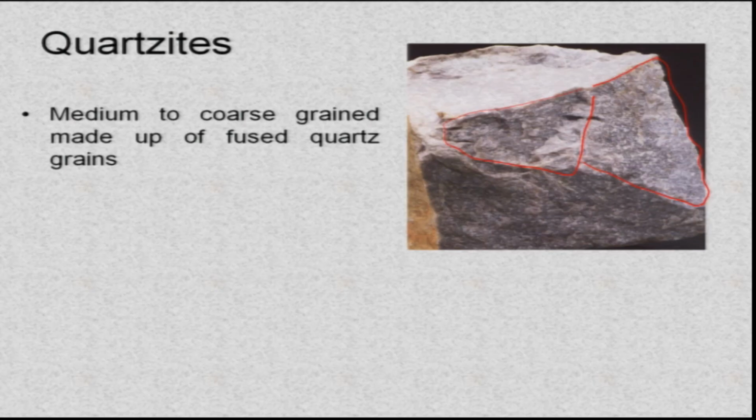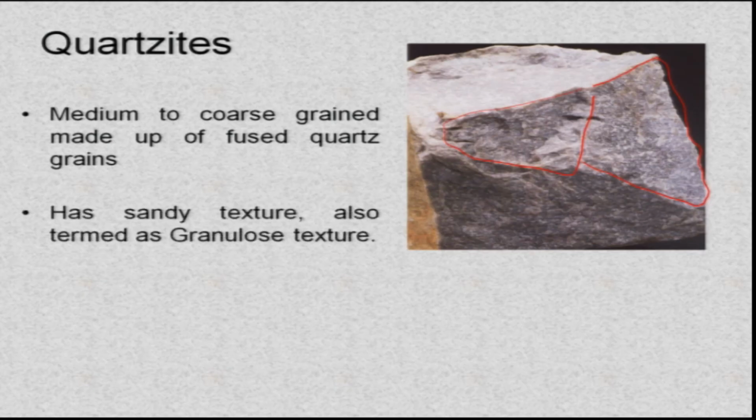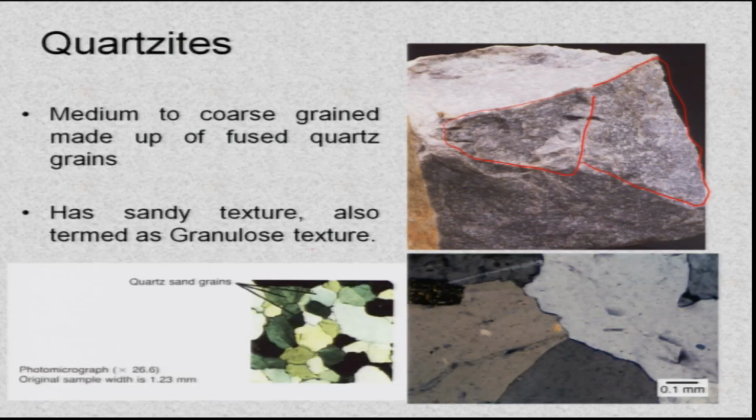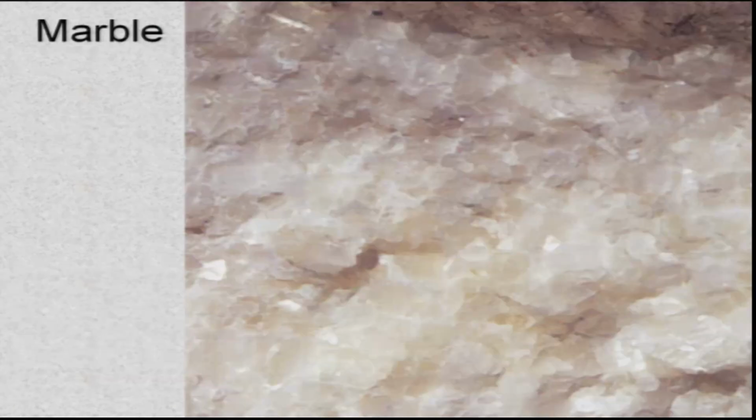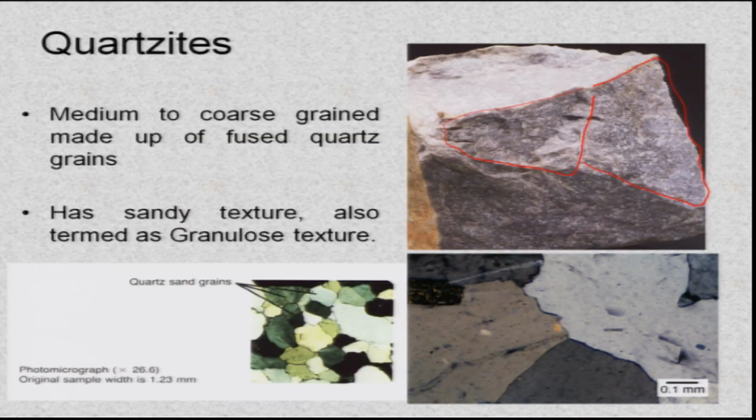Medium to coarse grained, they are made up of fused quartz grains, and the texture of this we term granulose texture. They are very well interlocked. If you see this in thin section, you can see the contacts between the different grains, very prominent contacts.